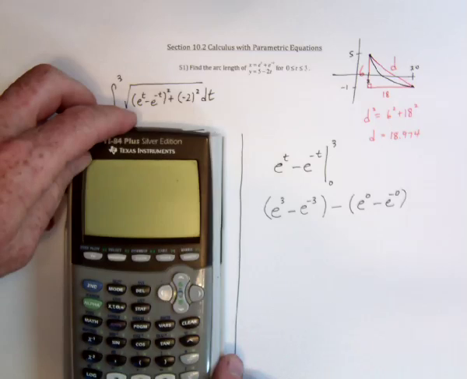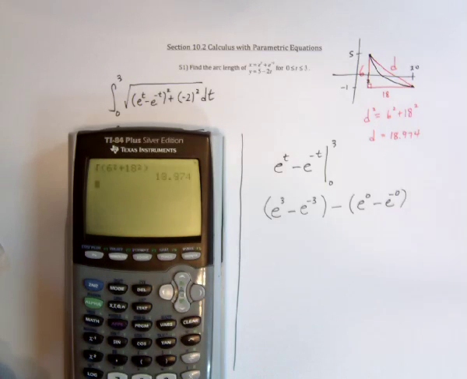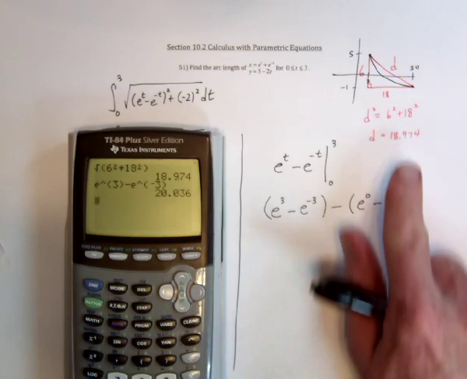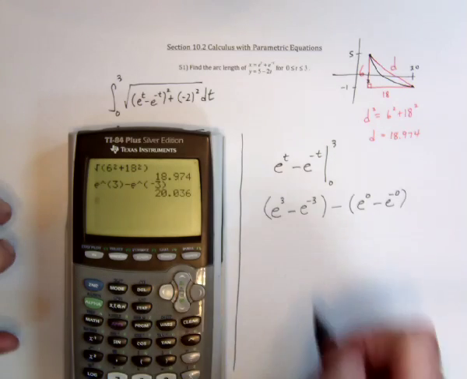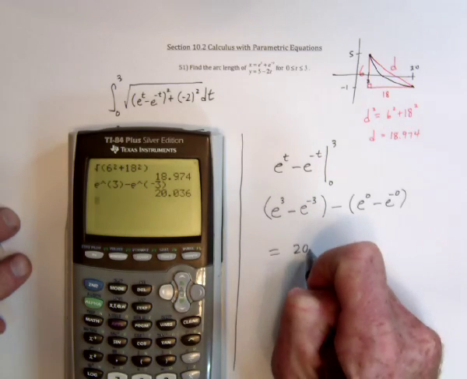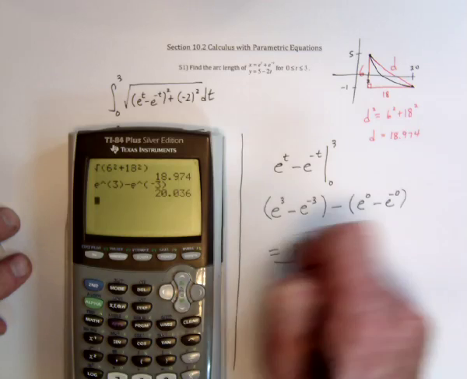So then, how much is that? e to the 3 minus e to the negative 3, 20. Very good. So the estimate, like I said, is an underestimate, and an answer of 20.036 is very believable.